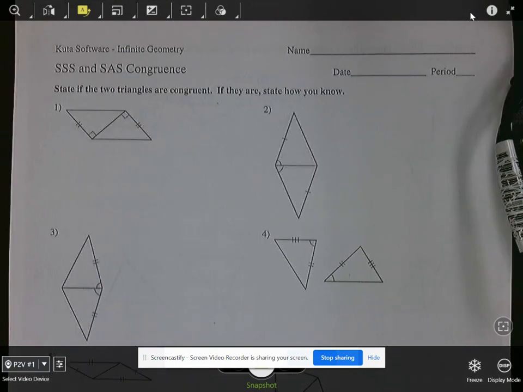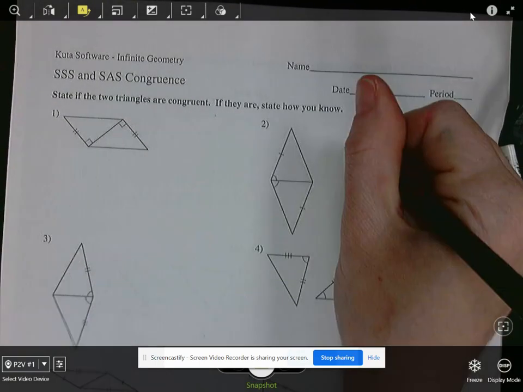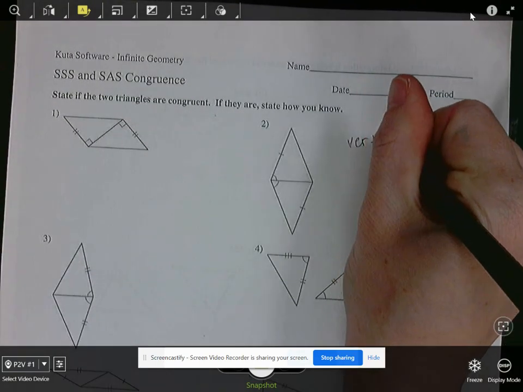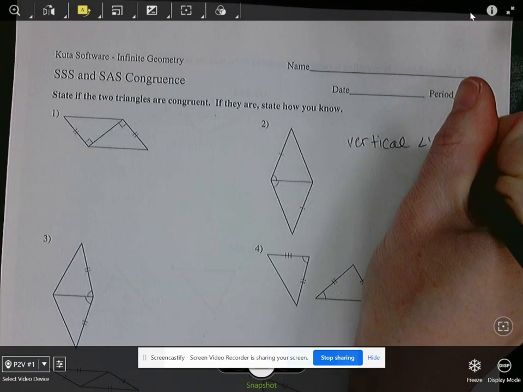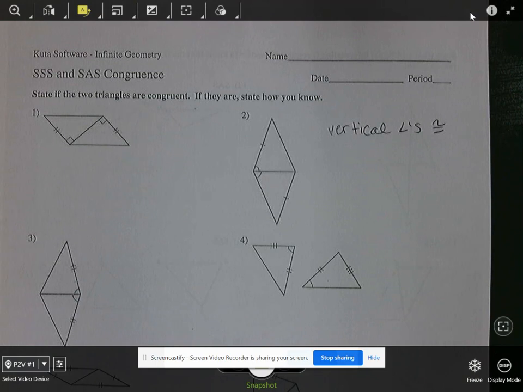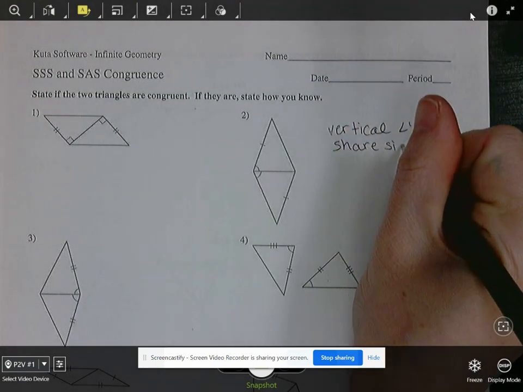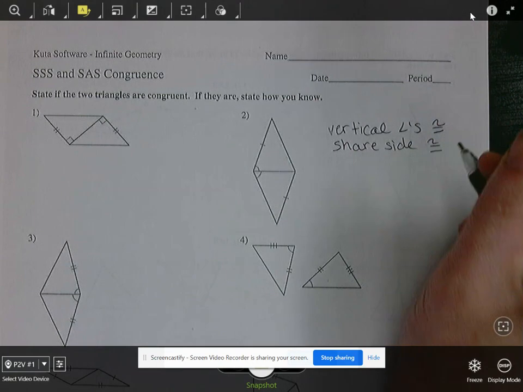All right, so anytime you have to do triangle congruence problems, you want to look to see if there are any vertical angles that you can mark congruent, because we're allowed to mark vertical angles congruent without them being marked already. You also want to look to see if any of the triangles share a side, because if they share a side, you can mark it congruent as well.